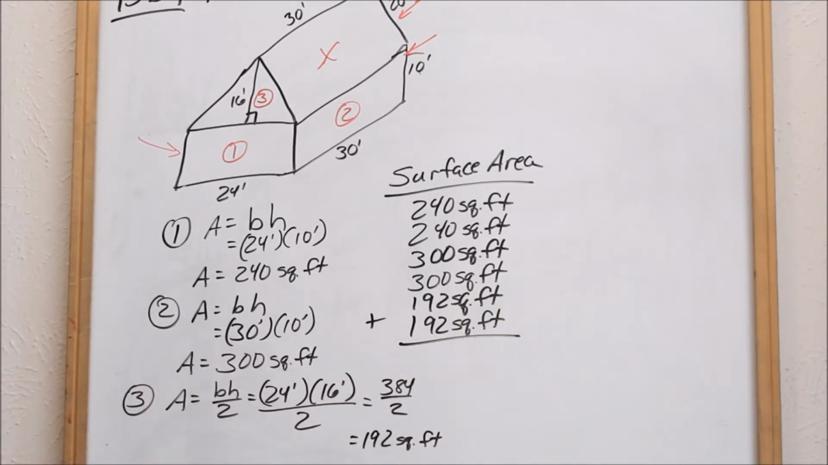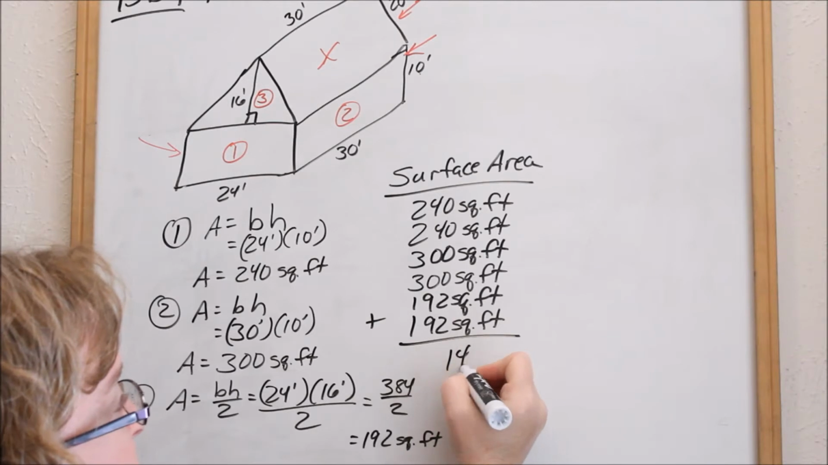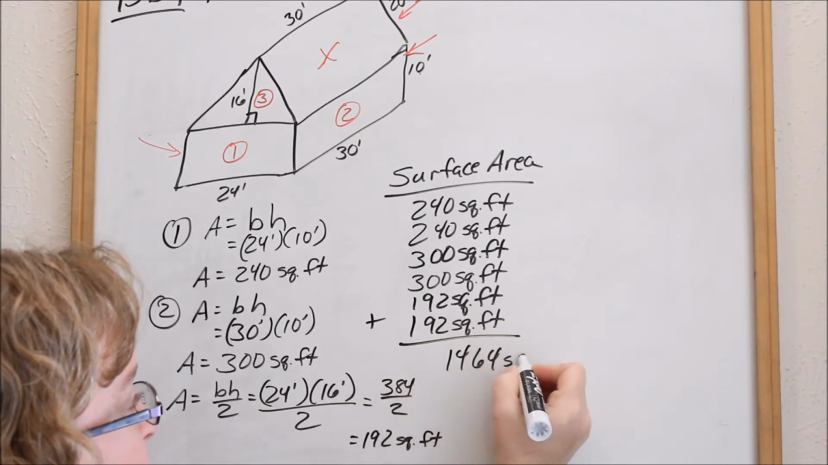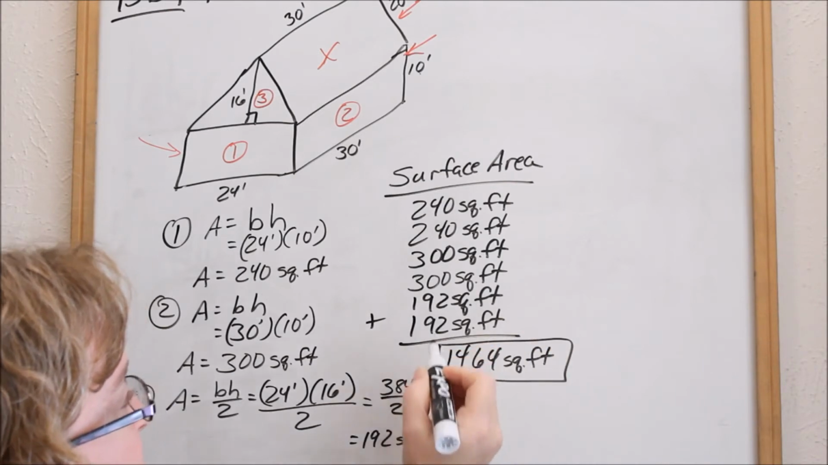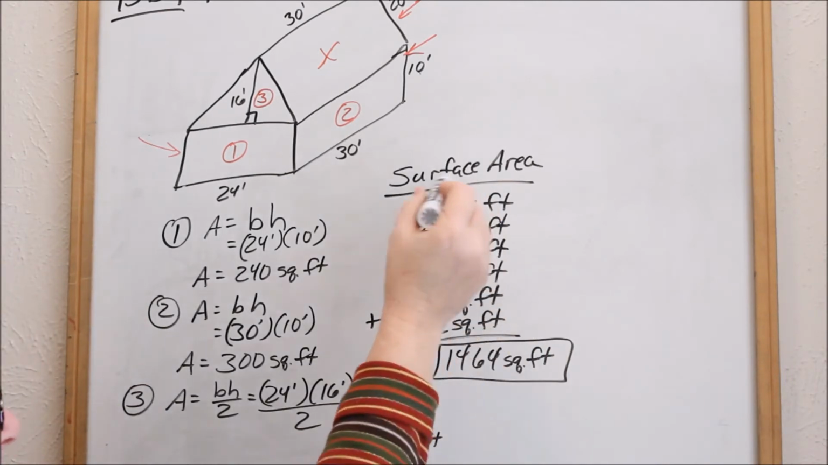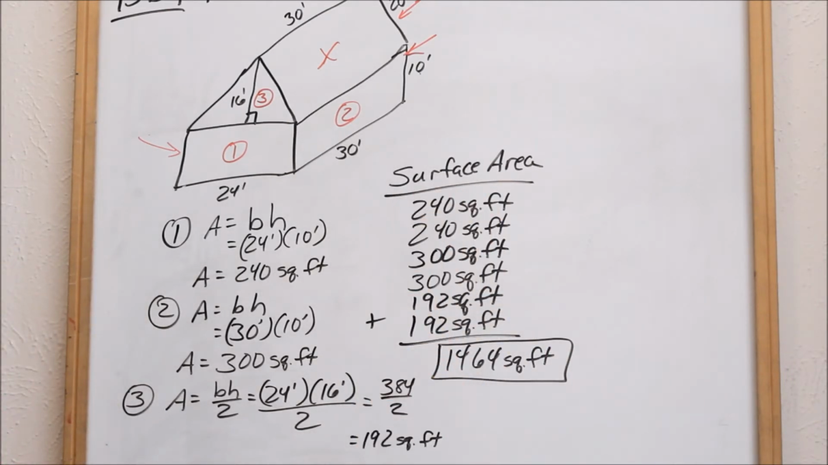Now we can add all of my areas up together. And I got 1,464. So 1,464 square feet. That would be the surface area of all the sides of my house, because this represents all the areas of the sides of the house.